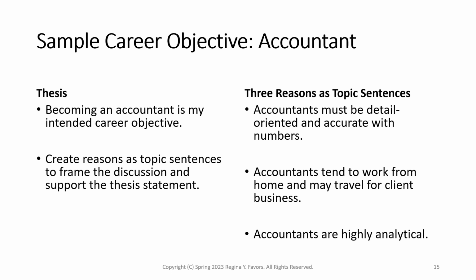So here are your three reasons as topic sentences. Accountants must be detail oriented and accurate with numbers. Accountants tend to work from home and may travel for client business. And accountants are highly analytical. Now you can put this all in the introduction paragraph and then spread the discussion throughout your paper. This gives you reasons why you are choosing a particular career objective. If you don't know what your reasons are, sometimes you can use some of the reasons that you get from Bureau of Labor Statistics to guide your hand, and that's what we're going to do.